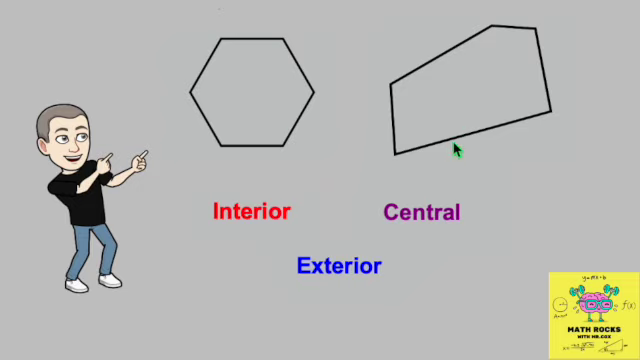And we're going to be looking at three different kinds of angles that appear in these polygons. We have interior angles, central angles, and what we call exterior angles. So you'll learn what those are and also how to find their measures. So if you want to find out how to do all this, stick around and find out.